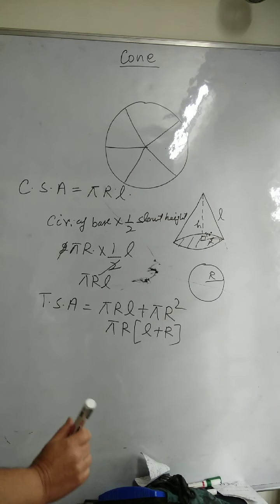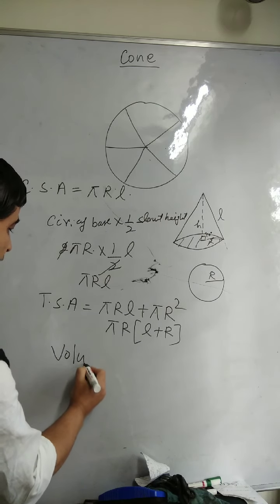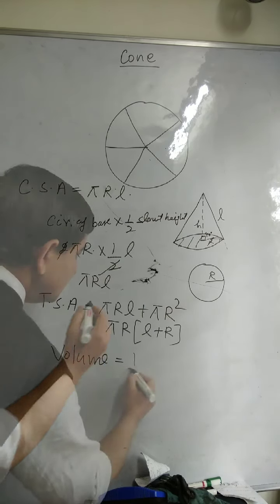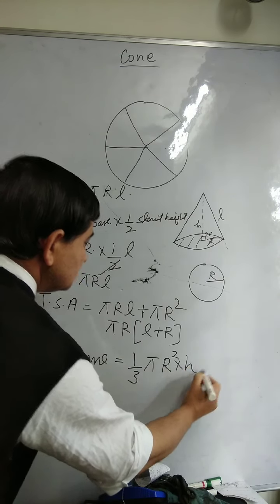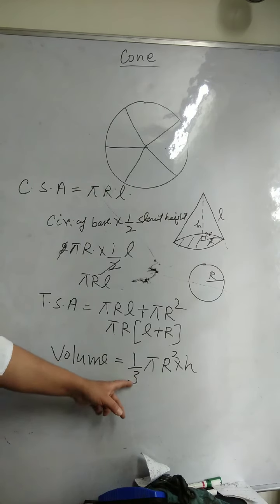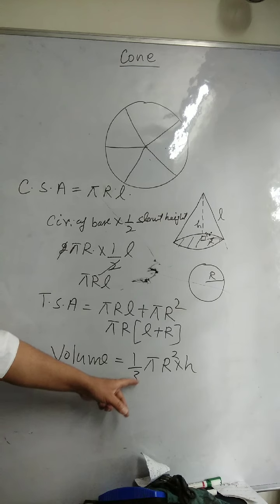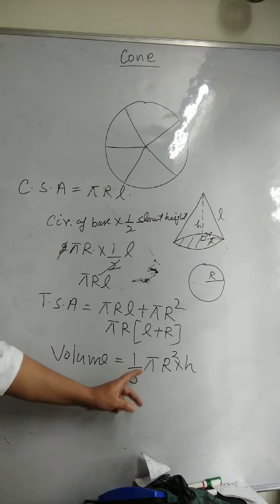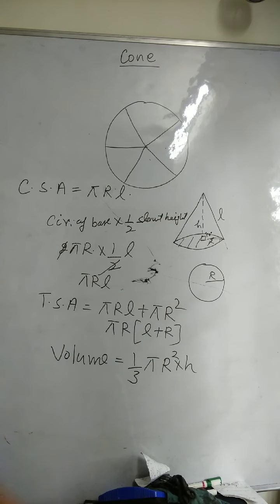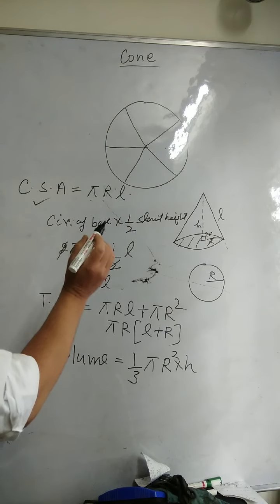Got it? Now if it is asked, what is the volume of a cone? So volume is 1/3 pi r square into h. So volume of a cone is 1/3 pi r square into h. Well, pi r square h is the volume of a cylinder. So 1/3 the volume of a cylinder is volume of a cone. Got it? So the curved surface area is pi r L, right?